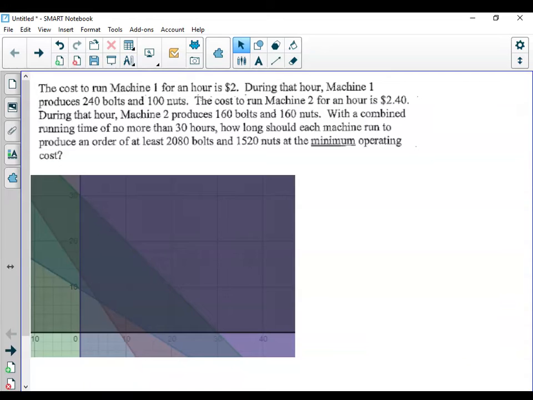Right, for the machine problem, first of all, let's just set up the situation. And then we'll see, I've already got the graph up there, but we'll see how I got to that graph and then how we're going to use it.